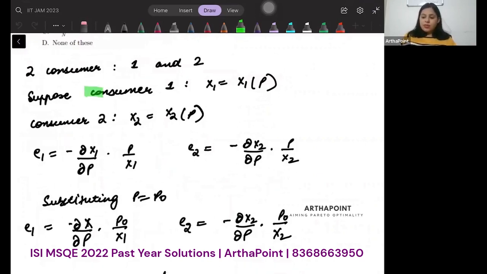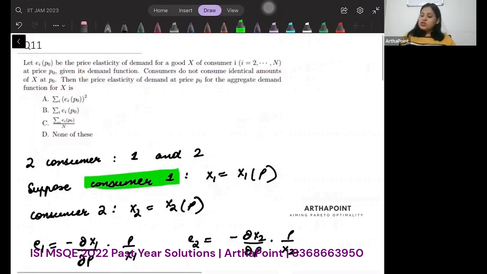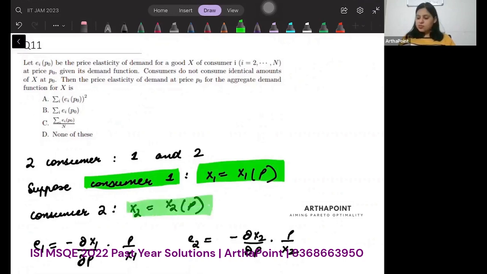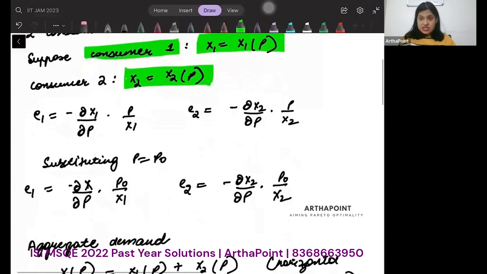Suppose for consumer 1, now they have given n consumers, but if I can just find out something for 2 consumers, then I can also generalize it for n consumers. That is not going to be a big thing. So I'm going to find it for consumers 1 and 2 and then generalize it in the n case. Let's say that for consumer 1, the demand function is x1, and for consumer 2, the demand function is x2. And now what we want to do is find the formula of elasticity of demand.